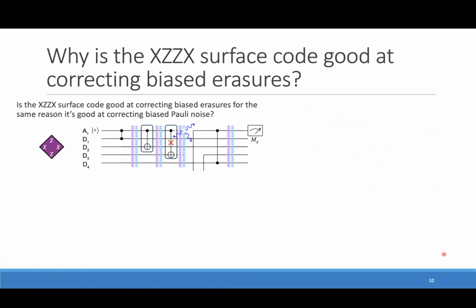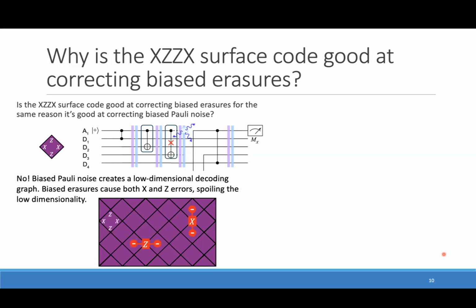Okay, so I want to take a step back. This is all fine. This is a good argument for just doing normal surface code error correction with these Rydberg atoms because they have a nice error structure. And I want to understand, why is the XZZX surface code good at correcting these errors? And in particular, is it good at correcting biased erasures for the same reason it's good at correcting biased Pauli noise? They both have biased in the name. And the answer is no, it's not.